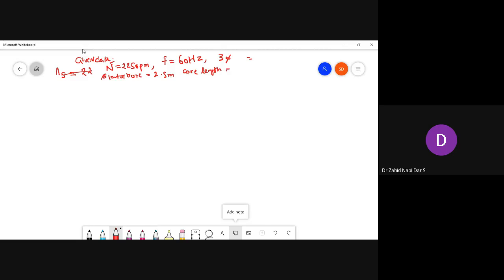Core length is given 0.44 meter. Slot per pole per phase is given 3. Then conductor per slot is given 4. Circuits per phase, that I just now explained to you, per phase is given 2.